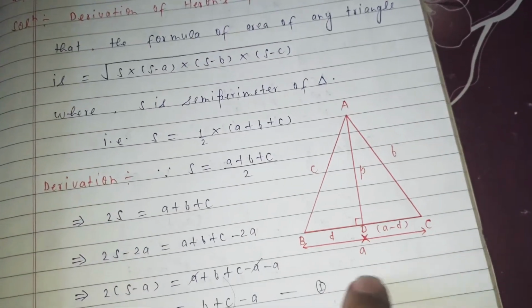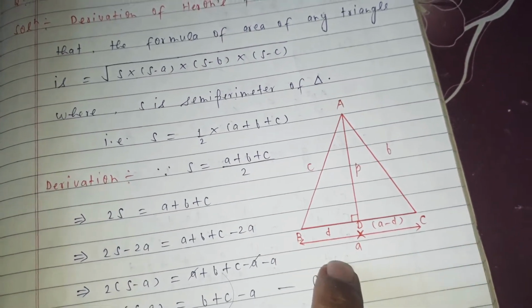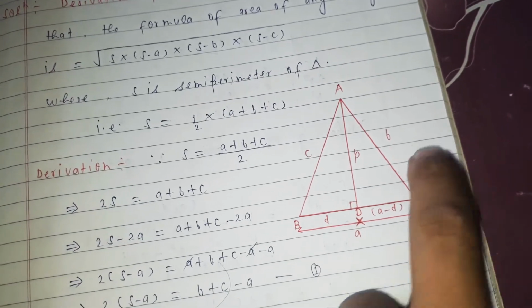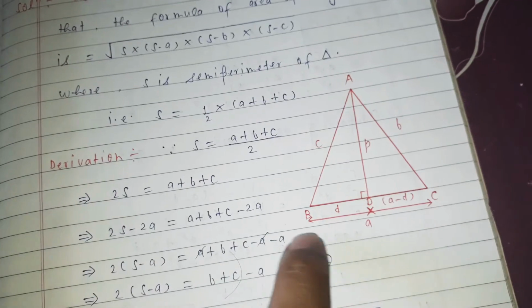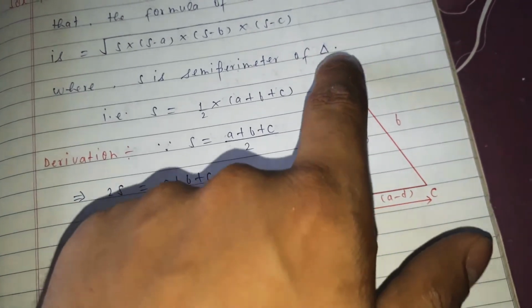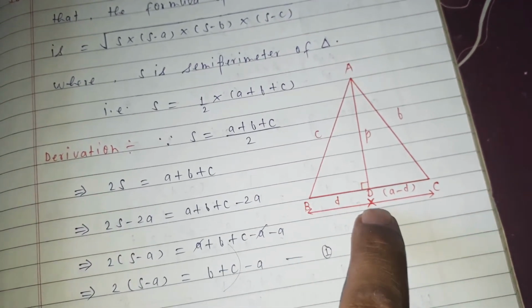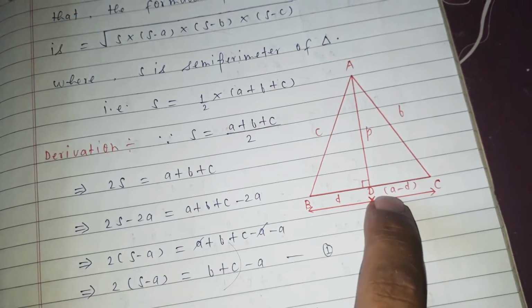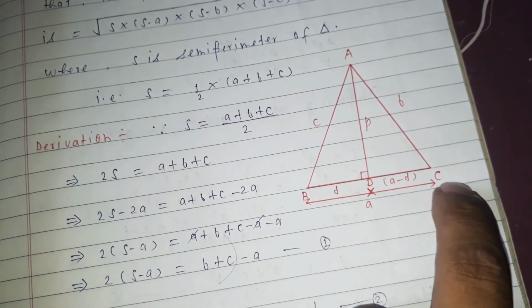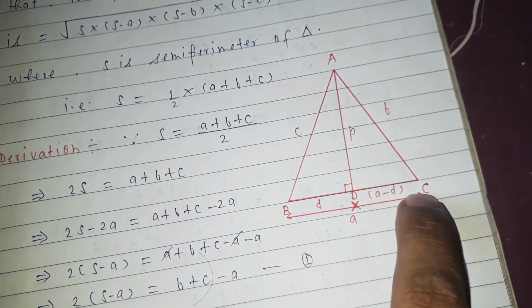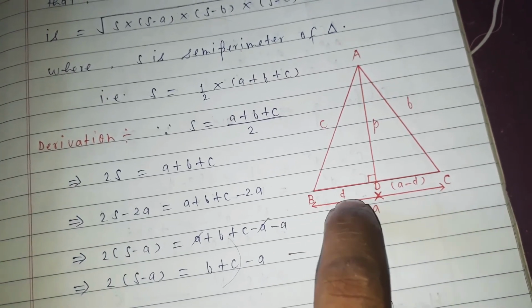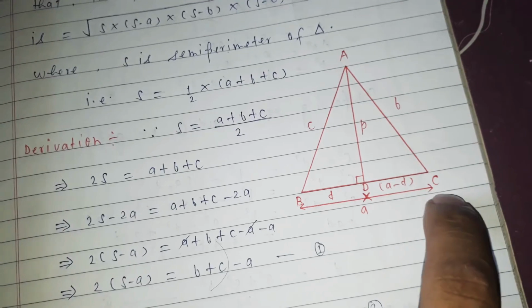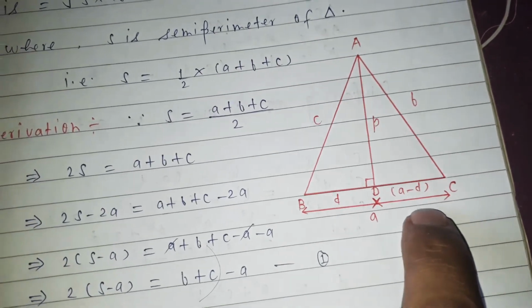This is the figure. This side will be a, this side will be b, this side will be c. We draw a perpendicular to side BC, so AD is a perpendicular. Now if we consider BD as d, then DC will be a minus d, because the whole is a and BD is d.